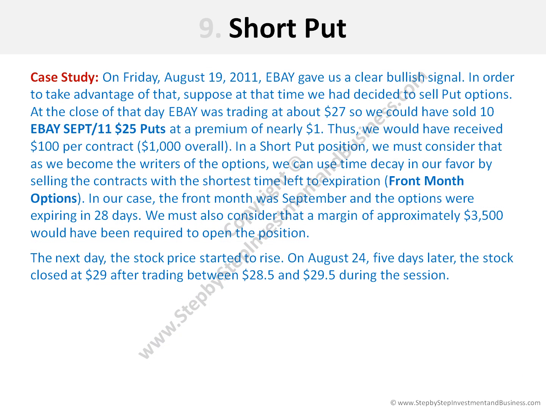As we said, on Friday, August 19, 2011, eBay gave us a clear bullish signal. In order to take advantage of that, suppose at that time we had decided to sell put options. At the close of that day, eBay was trading at about $27, so we could have sold 10 puts with a strike price of $25 and expiration in September 2011 at a premium of nearly $1. Thus, we would have received $100 per contract, that is, $1,000 overall.